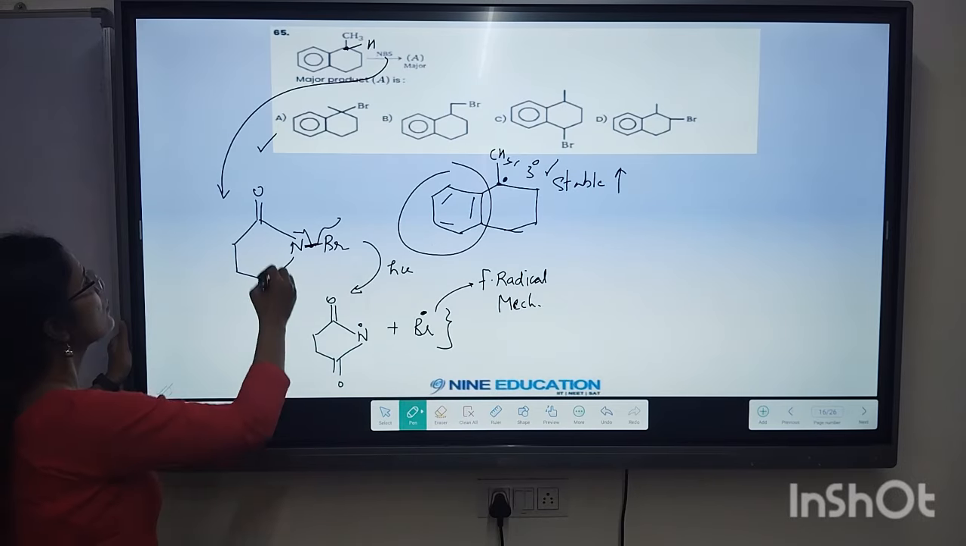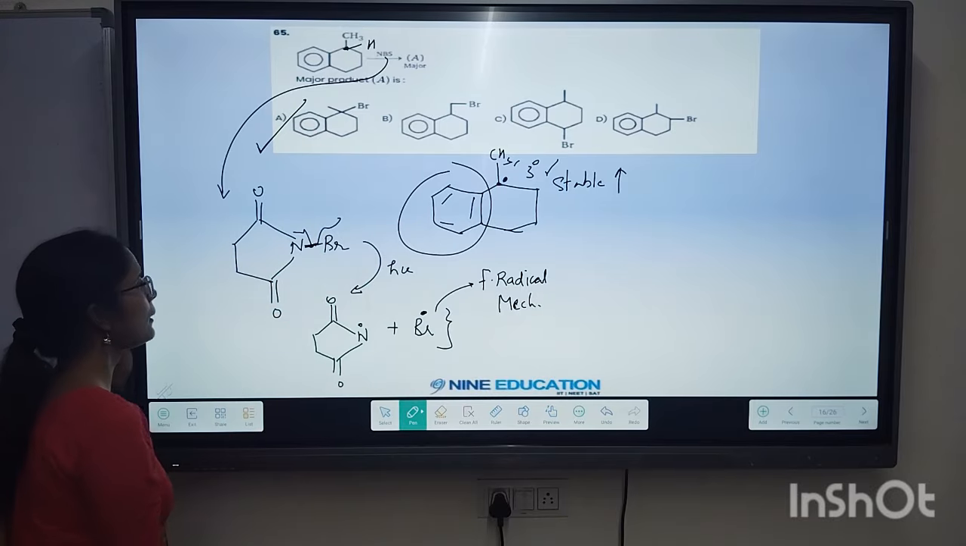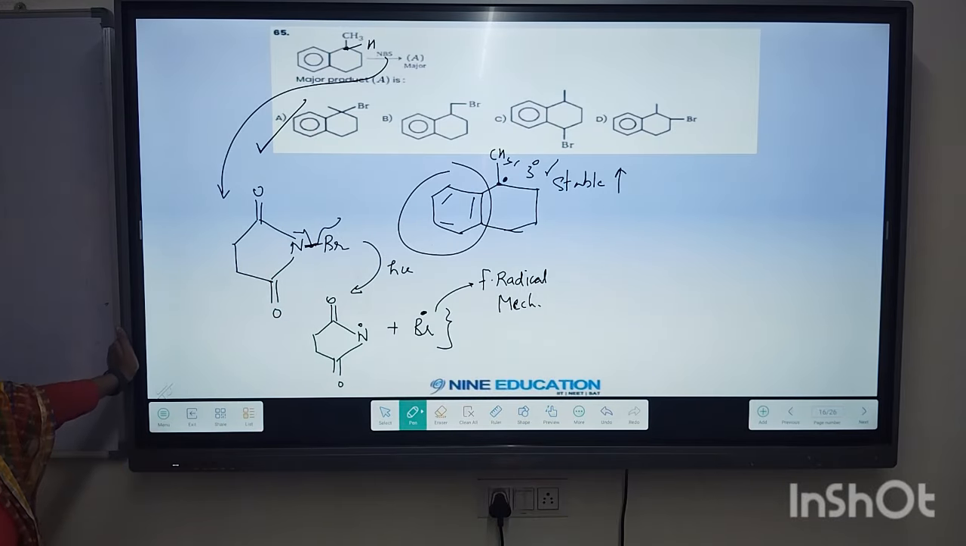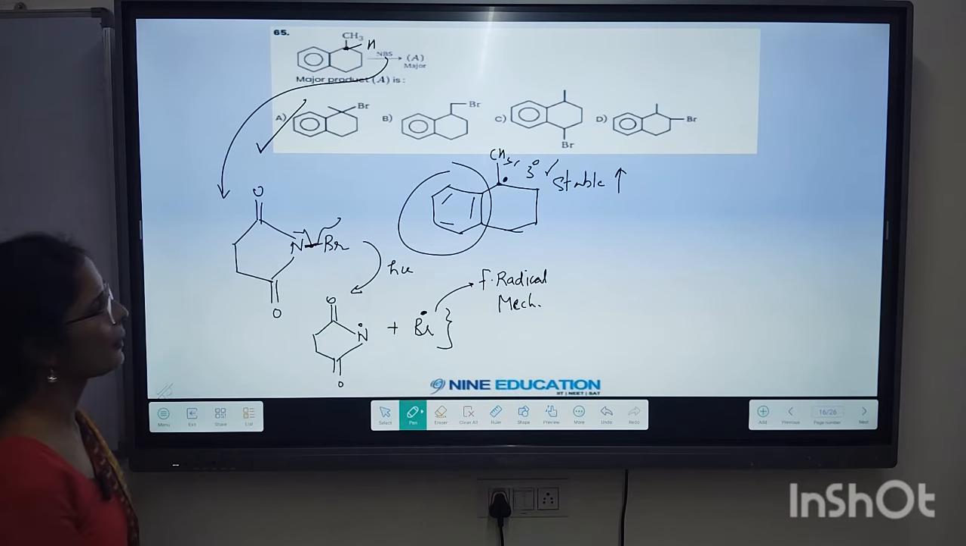So the correct answer for the major product will be option A. Again, the key point is to see what reagent is given and what kind of mechanism it takes. It will be a free radical mechanism, so look for the site of reactivity in the reactant, and the answer will come.